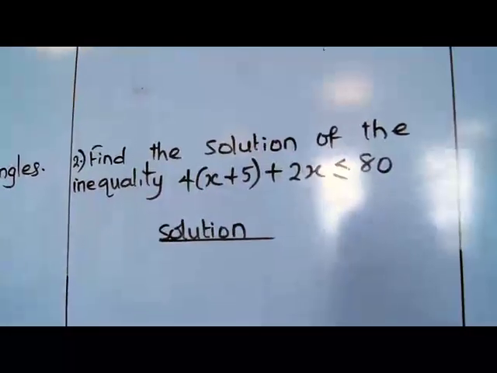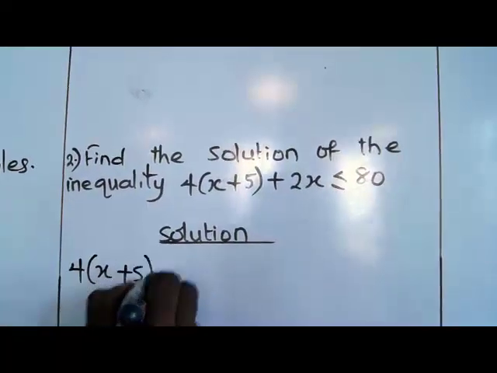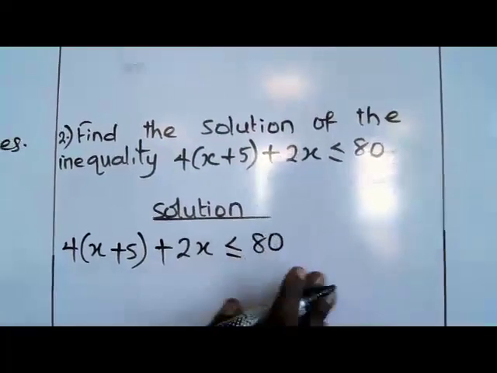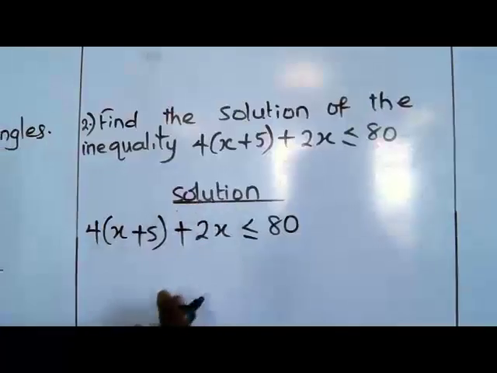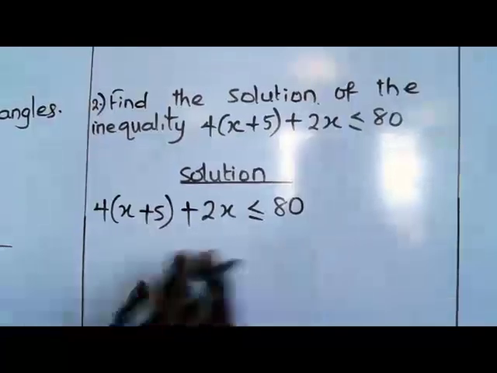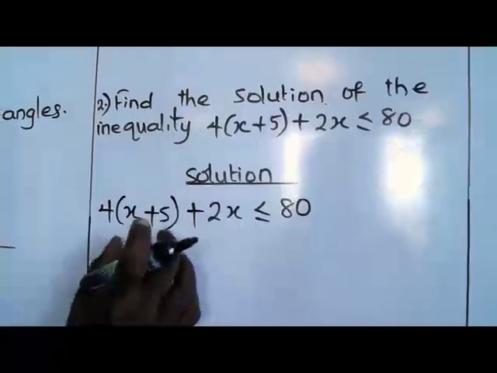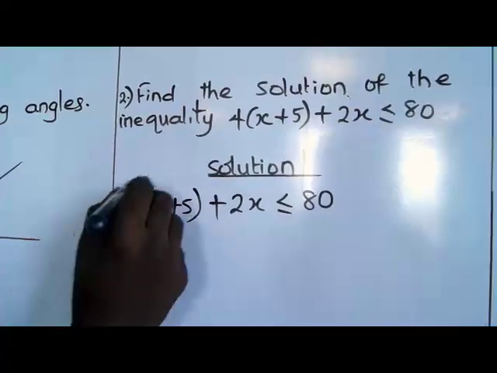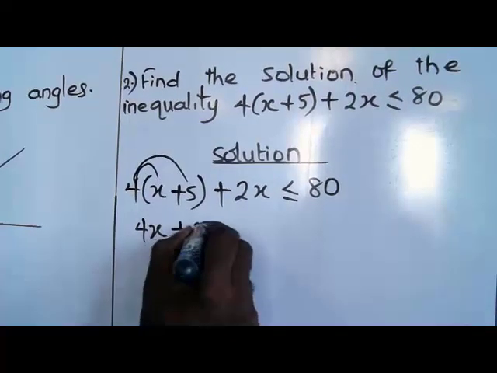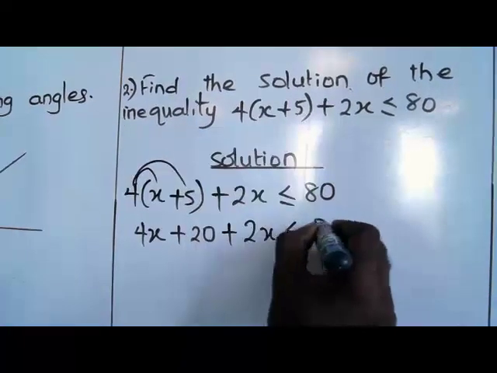Still referring to inequality, we have a problem here. 4 into bracket x plus 5, plus 2x, less than or equal to 80, and we are asked to solve this or find the solutions of the inequality. To solve this, first thing is to expand this bracket. According to BODMAS, you want to do the bracket first. So if I expand this, 4 times x is 4x. 4 times 5 gives me plus 20. Then this is outside, you have plus 2x less than or equal to 80.